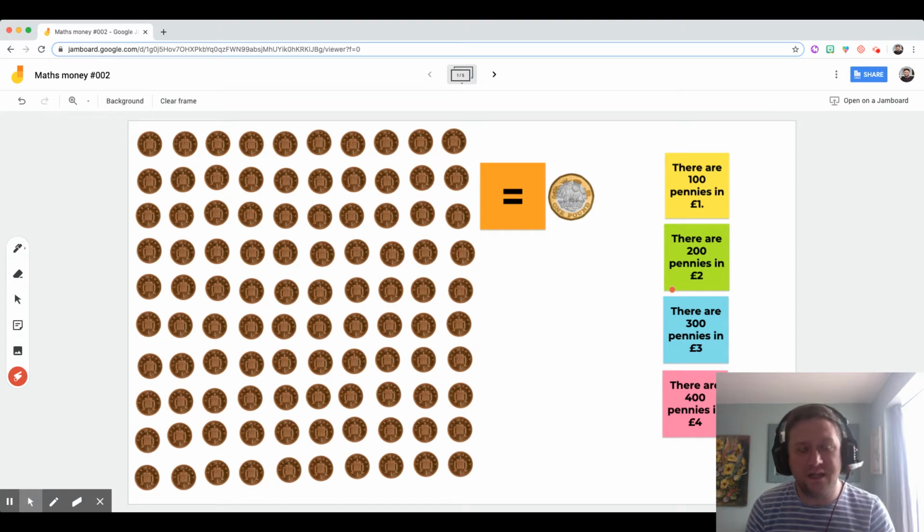There's a pattern here that we could see. There are 100 pennies in £1. There are 200 pennies in £2. There are 300 pennies in £3. There are 400 pennies in £4, and so on and so on. That's the first thing that we need to consider when approaching this lesson.